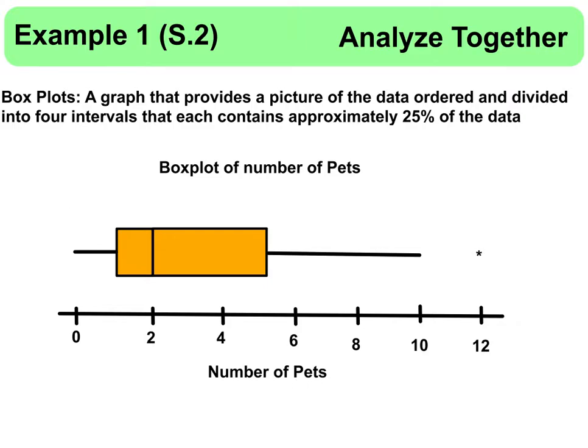Another piece the students will analyze is a box and whisker plot, which may be known in this book as just a box plot. By definition, a box plot is a graph that provides a picture of the data ordered and divided into 4 equal intervals that each contain approximately 25% of the data. If I look at it, we've got part 1 here, part 2, part 3, and then part 4. This would be where 25% of our data is. Here would be another 25%, this another 25%, and this another 25%.